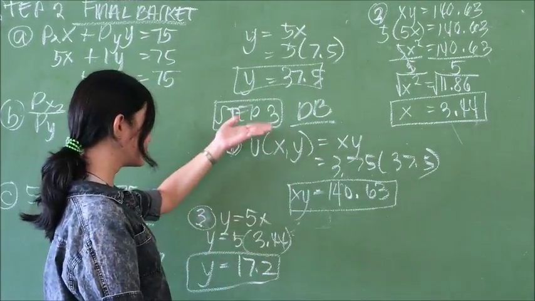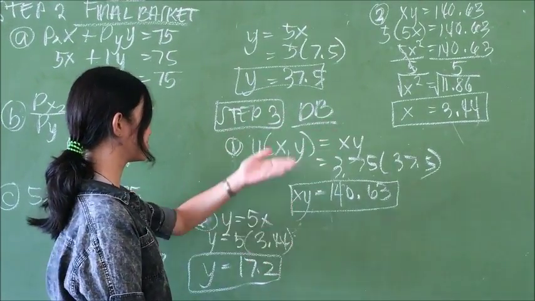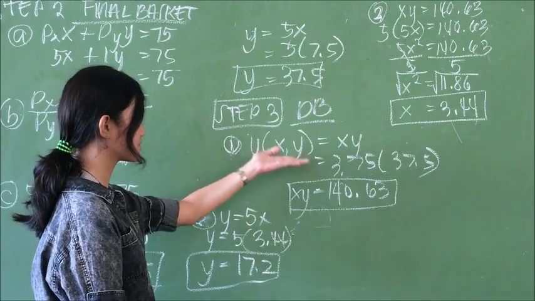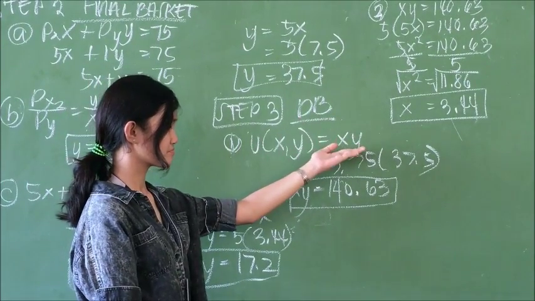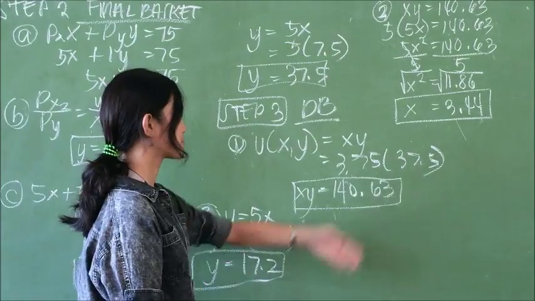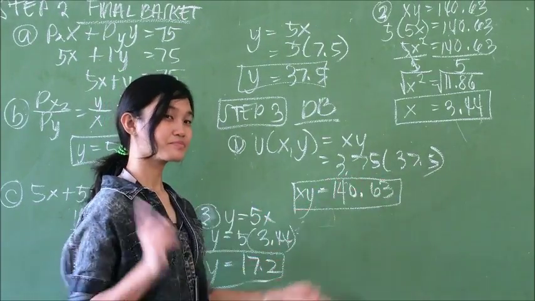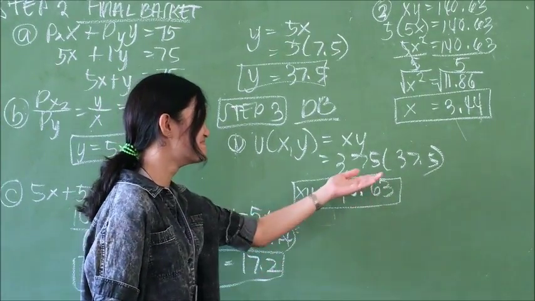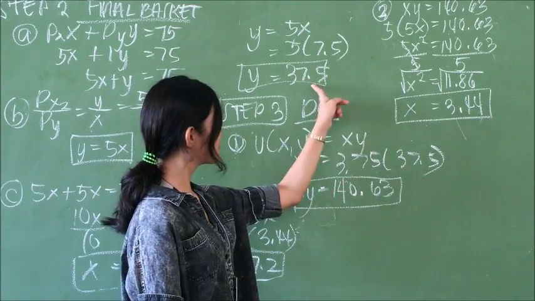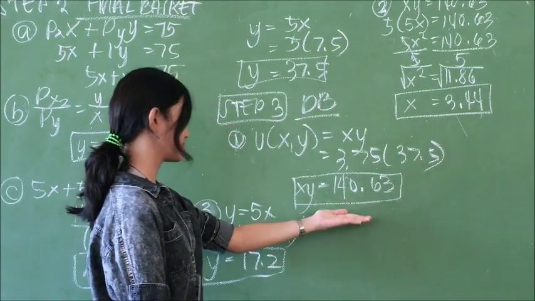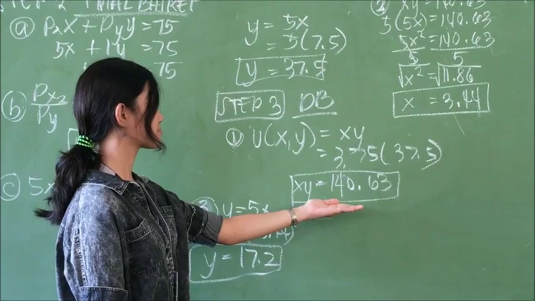The third and last step is finding the decomposition basket. We are trying to maximize the utility of good x and good y, which is x times y. 3.75 from the first step multiplied by 37.5 that we have solved, then we have 140.63.